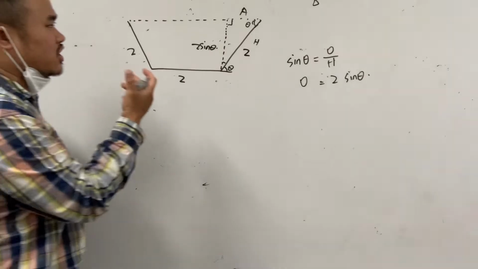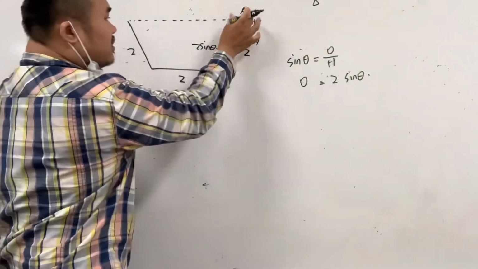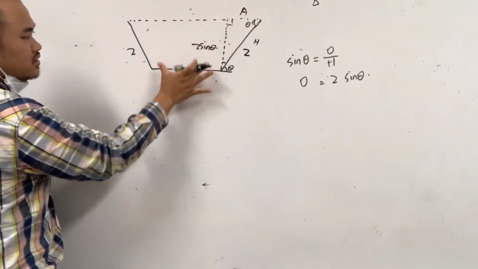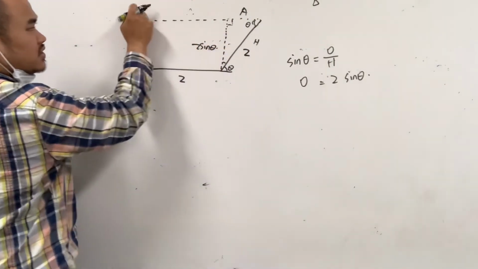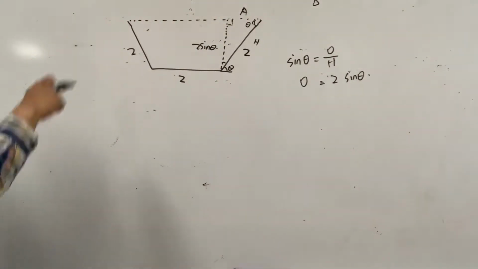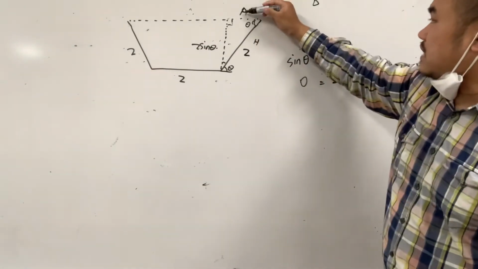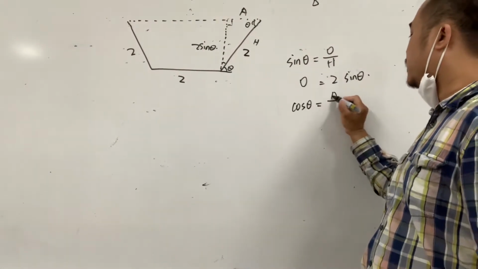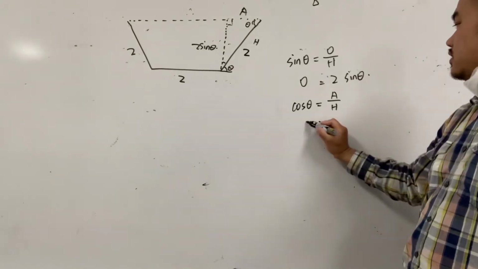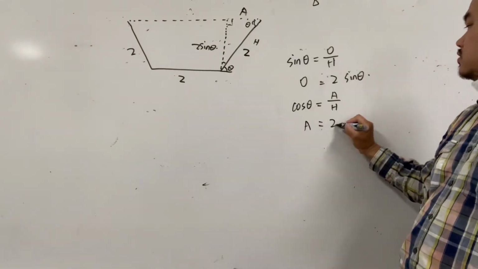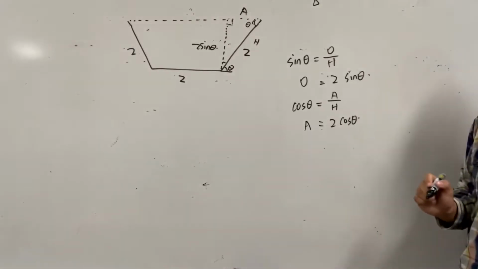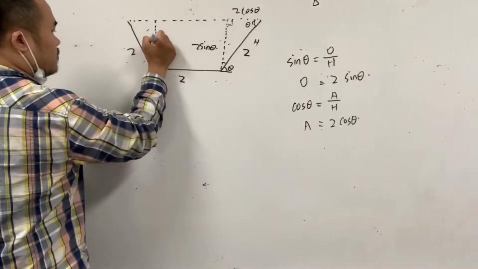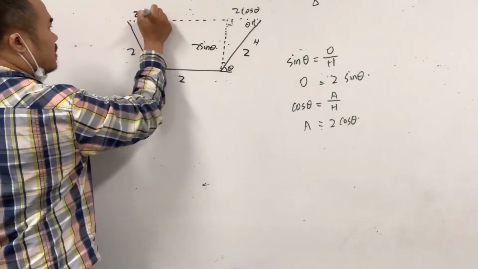And we're going to use the same strategy to find the A here. This one is similar, it's actually equal to that one, and we know this one is equal to 2. So we just add these three together and we can find the top. This one is A, and this is H, so we're going to use cos. Cos theta equals A over H. The H is 2, so the adjacent equals 2 cosine theta. So this one is 2 cos theta, and this one is also 2 cos theta, and this is 2.